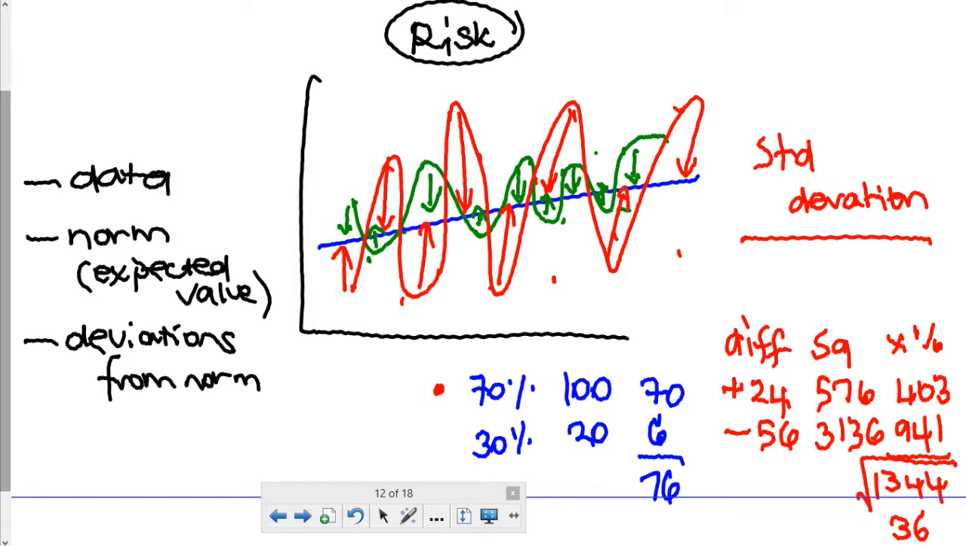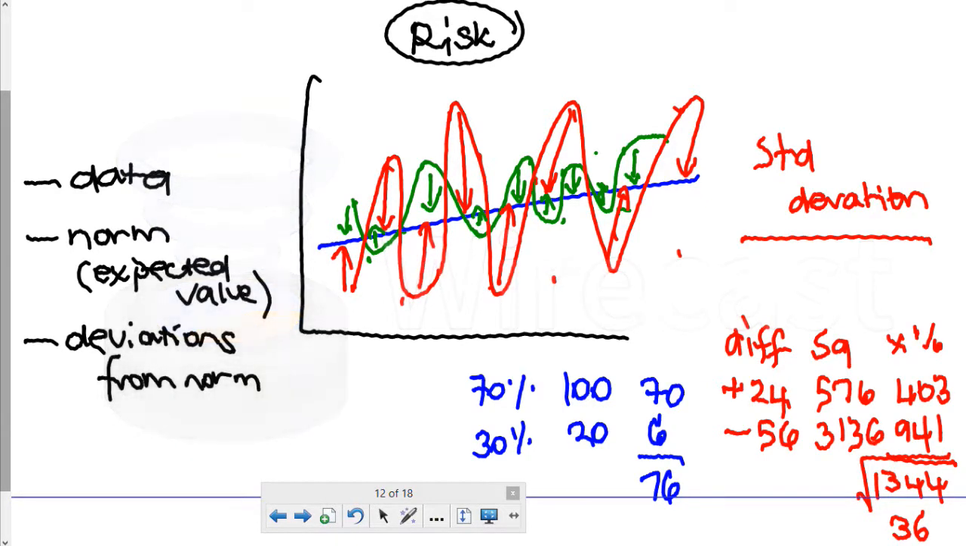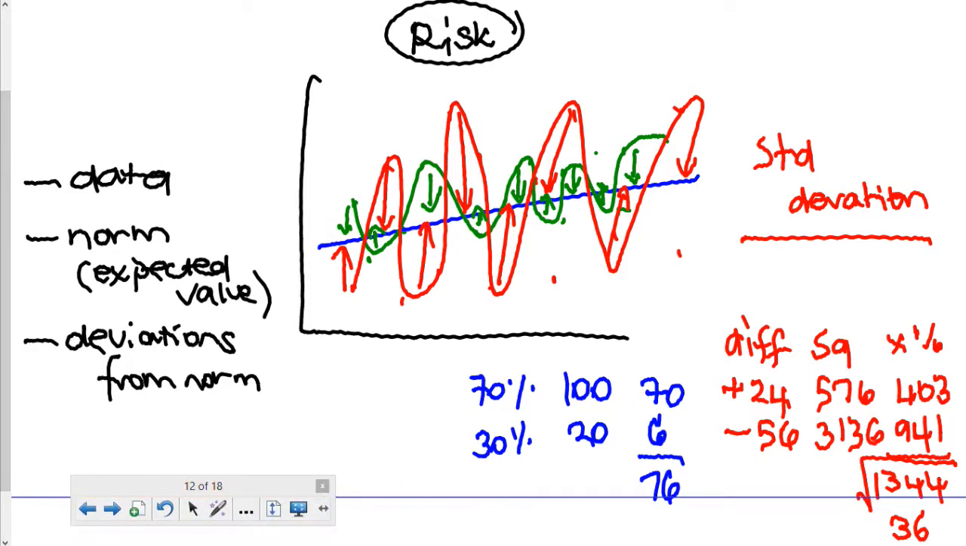36. So when I look at this investment, there's a possibility that I will get 100 as my return, but there's a 70% possibility of that. And there's a 30% probability that my return will be 20. So my expected outcome is 76. What is the risk? The risk, or the standard deviation, is 36. What does this mean? It means that I could expect an outcome that's anywhere from plus 36 to minus 36. That's what it means, isn't it? So that's the standard deviation.